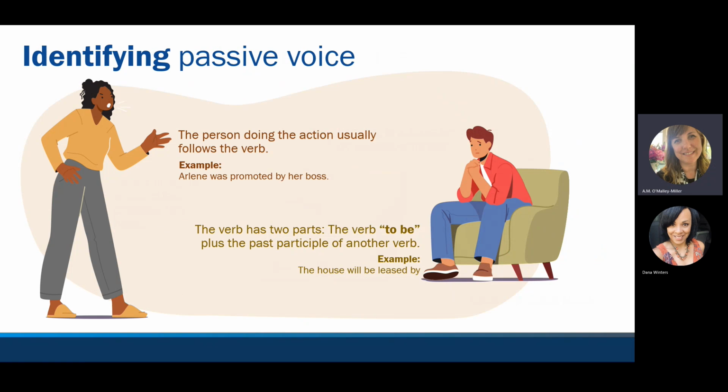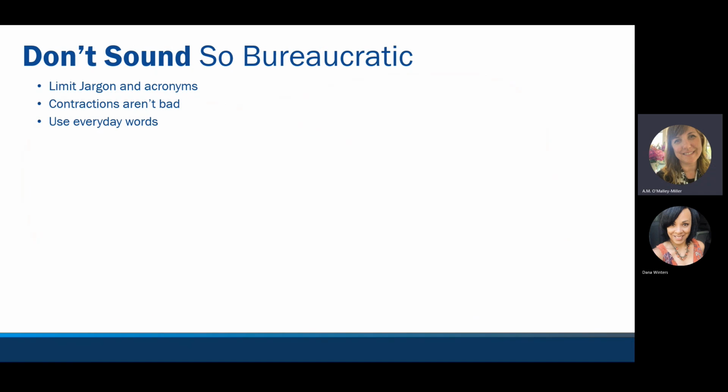So in passive voice, the person is usually after the verb, the action. So, "Arlene was promoted by her boss." A more active way of phrasing that would be, "Arlene's boss promoted her." So just a little example without getting too deep into the grammar, because that's not always easy to do and stick to plain language. But basically, don't sound so bureaucratic.